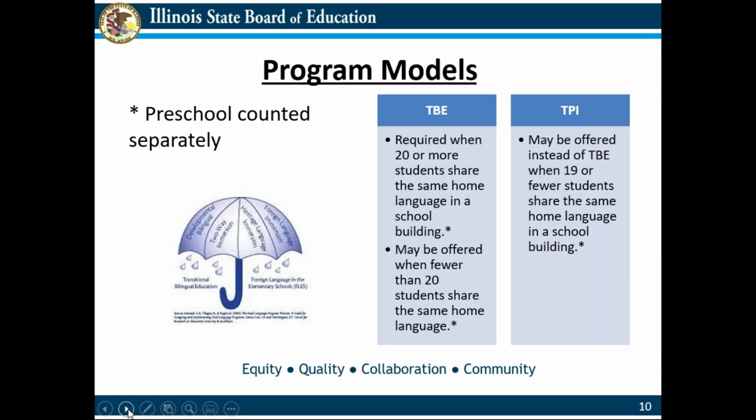If the attendance center has 19 or fewer students of the same language, then that attendance center will have a TPI program. Now, let's say the attendance center has pre-K through 8th grade. The pre-K students are counted separately. So if the pre-kindergarten class has 20 or more students of the same language, then the attendance center will need to have a preschool TBE program. And if the attendance center has fewer than 19 students of the same language from kindergarten to 8th grade, then that attendance center will have a TBE program for preschool and a TPI for kindergarten through 8th grade.